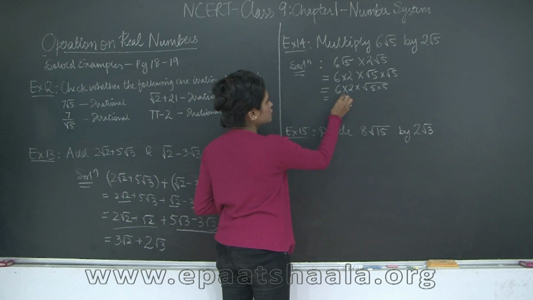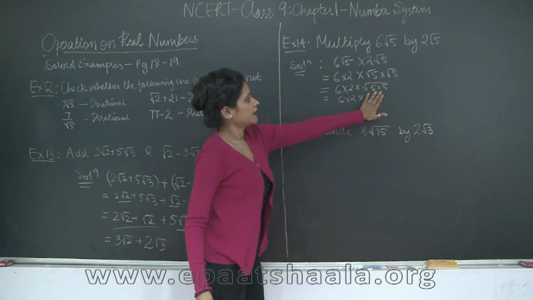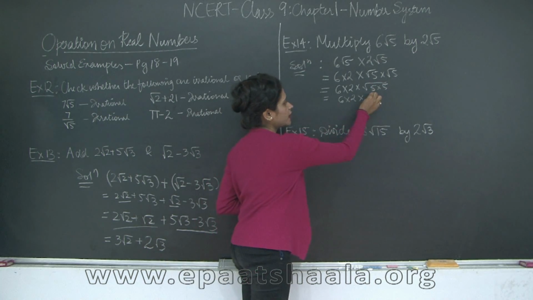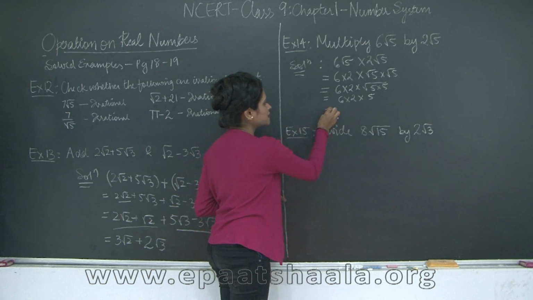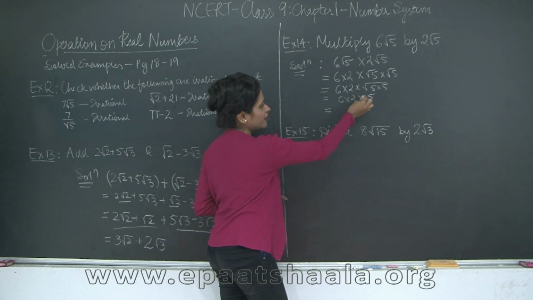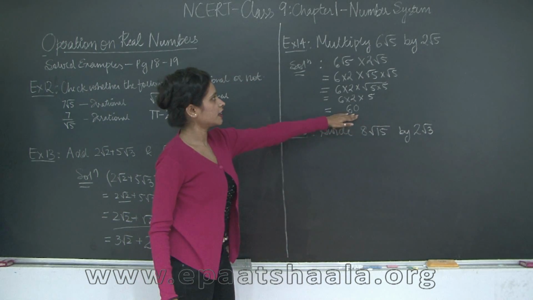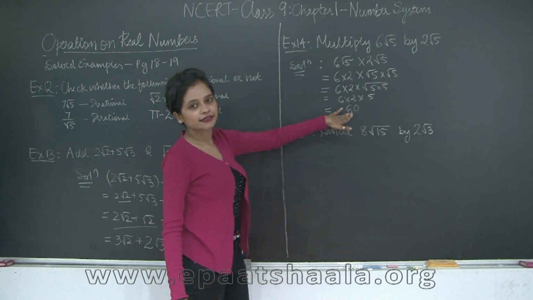So, this is equal to 6 into 2 into, see, I have two similar terms under the root. It is a square root, so only one term comes out and the square root sign disappears. So finally my answer is going to be 6 2s are 12 and 12 5s are 60. So this is a rational number. See, we have multiplied two irrational numbers and the output that we got is a rational number.